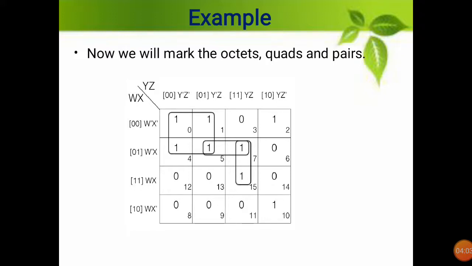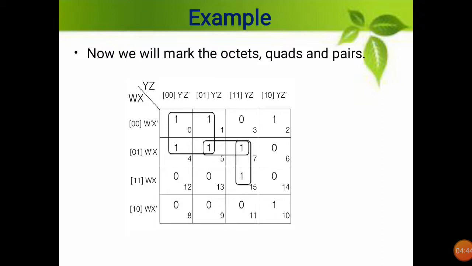Now, we will mark the octet, quad and pairs. We are starting marking the groups. Looking at the K-map, we can tell that there is no octet. So, we will now look for a quad. The K-map has a quad. So, we will mark it here: M0, M1, M4, M5 marked as a quad. Now, we look for the pair.